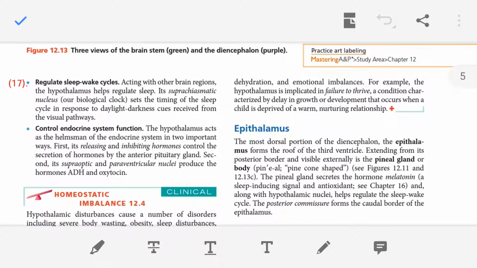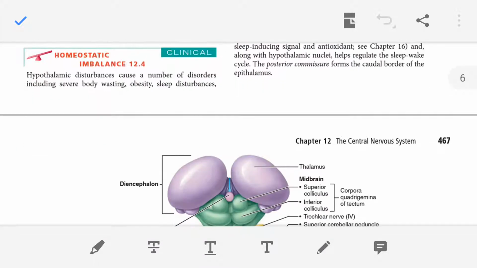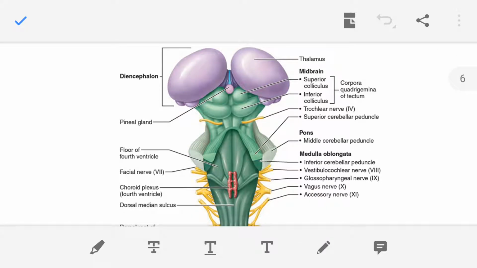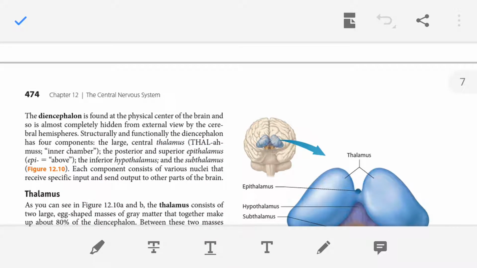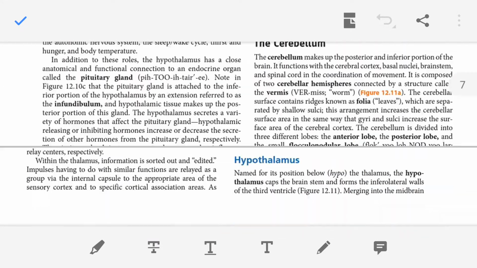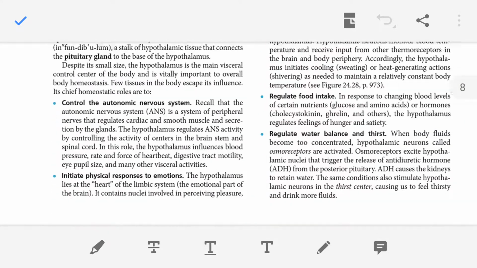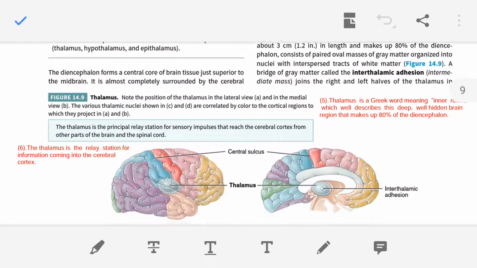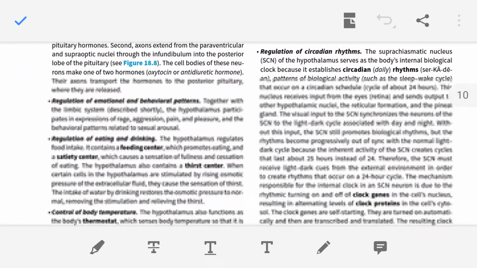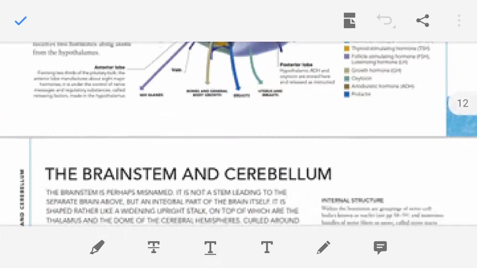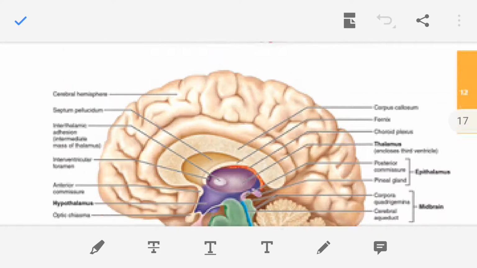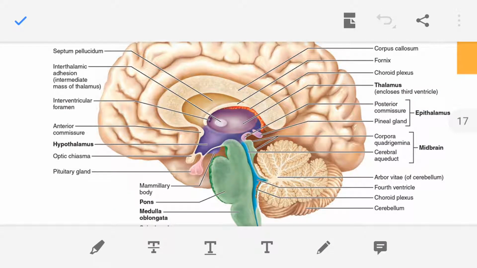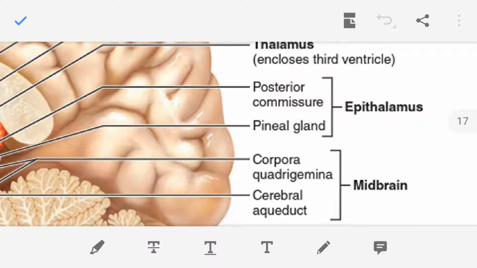Now with this we have completed the discussion regarding the hypothalamus. Now we are discussing the epithalamus, okay. So in the figure, I would like to show you the epithalamus. For example, in this figure, you see the epithalamus, okay.